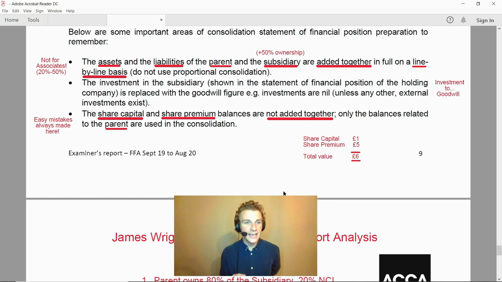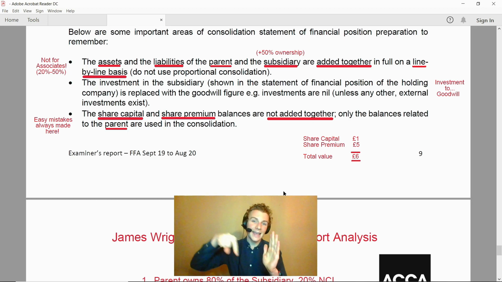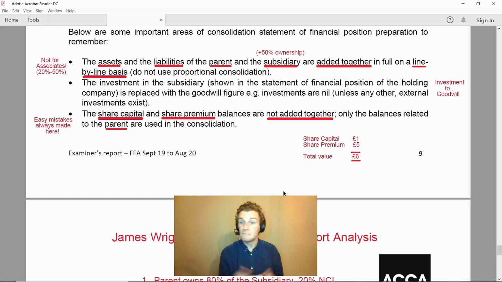But the key thing on here is it's not the same for associates. An associate is between 20 to 50%, but you haven't got control, and it wouldn't be done on a line-by-line basis. We've got investment in the subsidiary on here. When we buy and invest in a subsidiary, that takes us to having goodwill in the calculation, and hence the investment disappears upon consolidation, and we're left with goodwill, which, as we know from above, we will have to calculate.